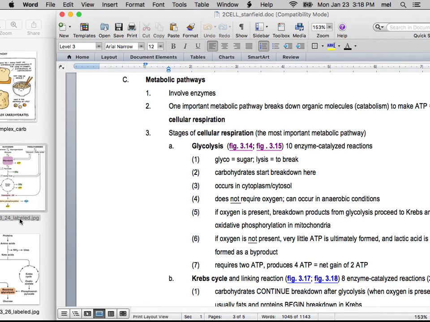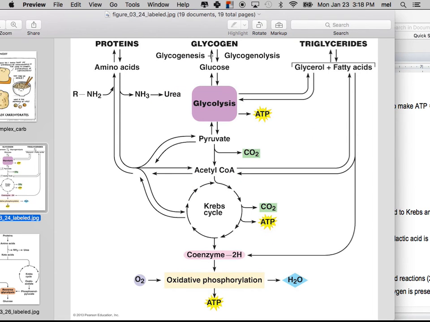So glycolysis is actually a series of 10 enzyme-catalyzed reactions. And the name tells you what it's doing. It's breaking down sugars. And really what it's doing, if you start with glucose, which is a 6-carbon sugar, is popping it in half to 2 pyruvates or pyruvic acids, each of which is a 3-carbon sugar. So it almost just pops it in half.